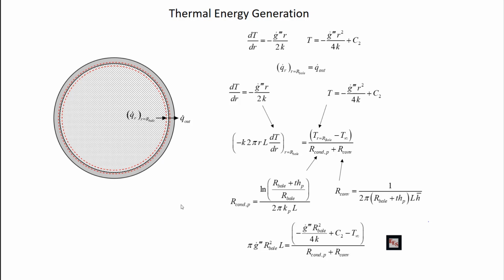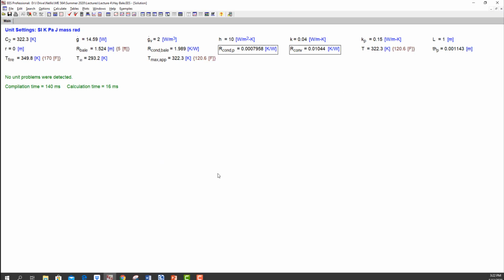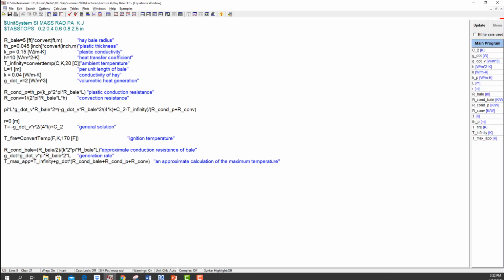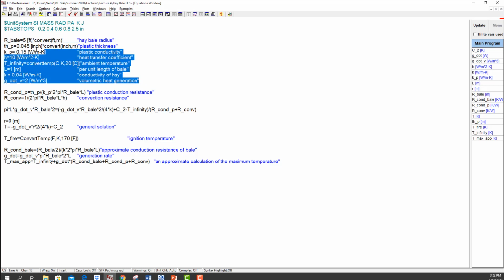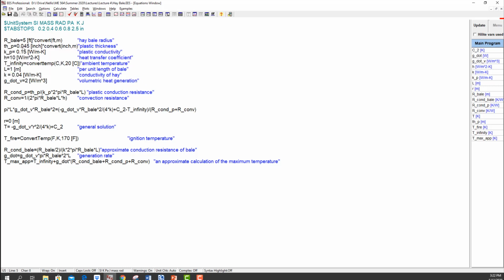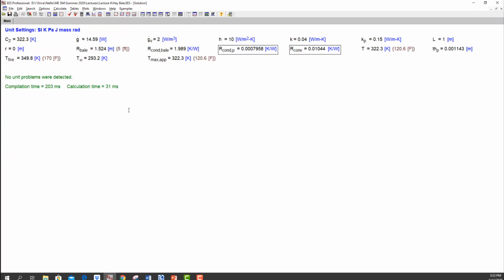So somewhere here, oops, I went too far. So somewhere here, I have my EES code. So let's look at my EES code. This upper part is again just taking the inputs and converting them to base SI units. And then what I have down here is the solution. So this is the conduction resistance of the plastic. This is convection to the surroundings. And then this equation right here is my boundary condition, right? It's my one equation in terms of C2. And if I solve, I find that C2 is that value right there.